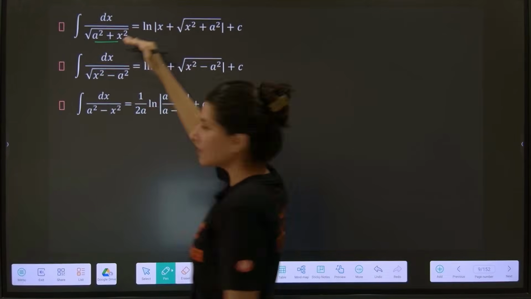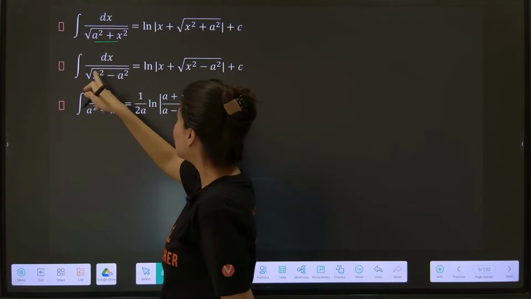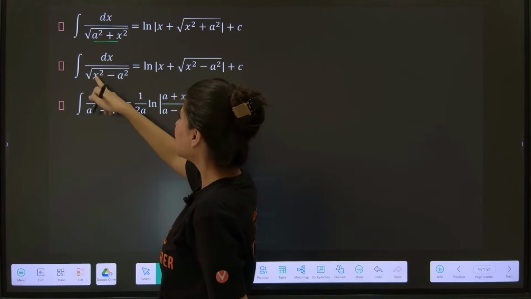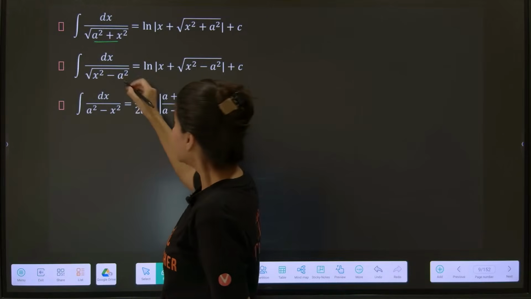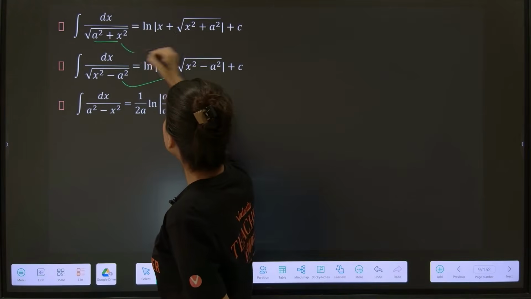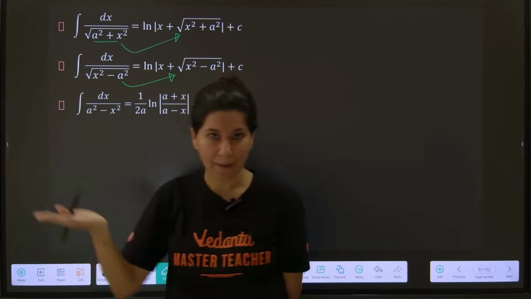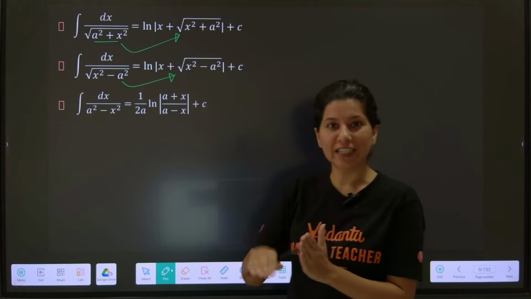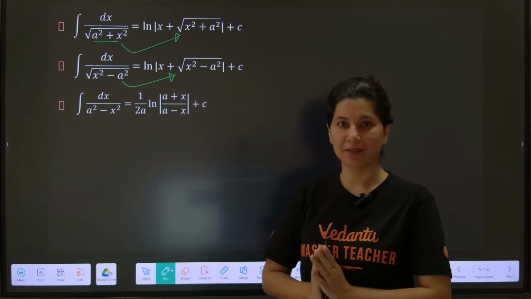See, here what you need to put, this is the formula. Now I think this is not going to be very difficult for you, because see, x square plus a square, this is x square minus a square. Same thing, log of mod of x plus, copy paste. These two formulas are the same only. You just have to remember the format. Log of mod of x plus, copy paste.